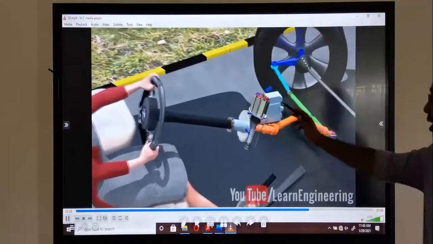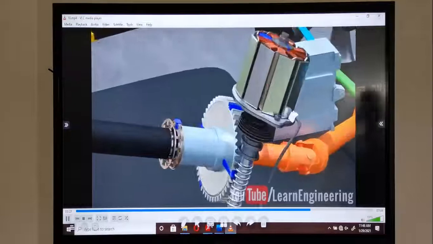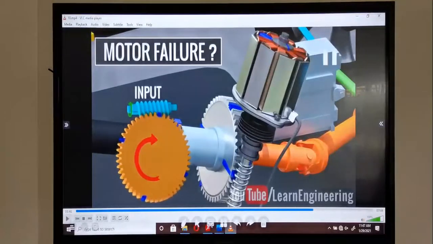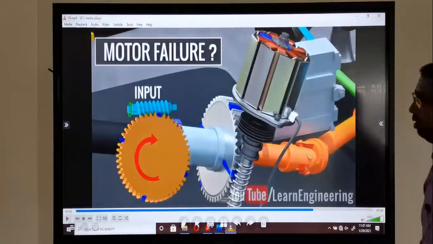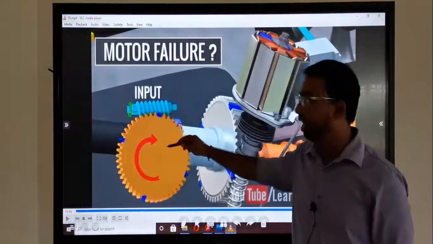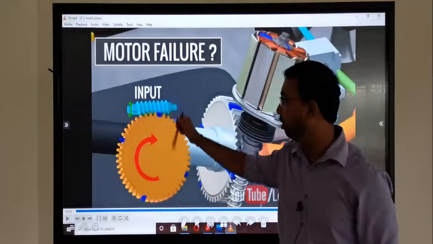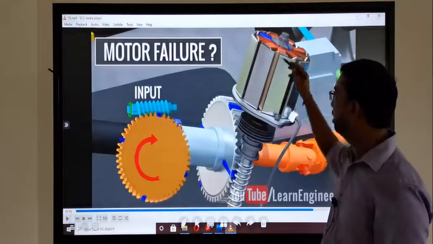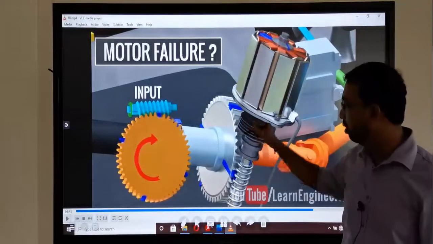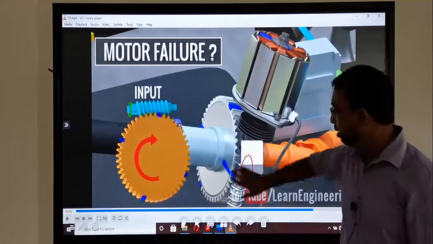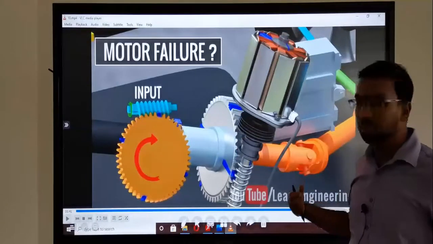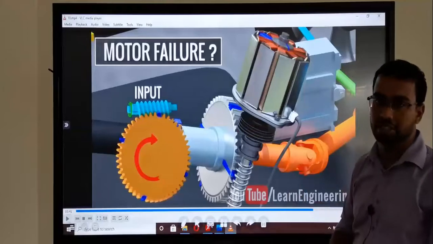So it gives a boosting force to motor failure. This is the serious condition. Just think, okay. This is the wheel. This is the worm, and this is the worm screw. When this motor fails, what will happen? This is totally locked. This gear is not going to rotate. So this worm gear wheel is also going to lock, stuck.